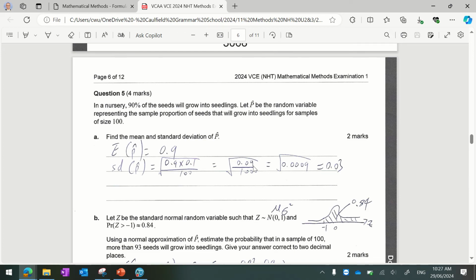0.9 times 0.1 is 0.09. Divide by 100 is 0.0009. And hopefully you know the square root of that is 0.03. Hopefully. Because there are 4 decimal places here, you know you need 2 decimal places, because 2 decimal places multiplied by 2 decimal places is 4 decimal places. You need to know that. And then 3 times 3 is 9.